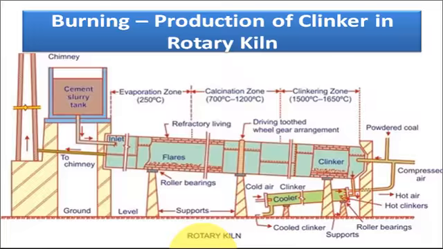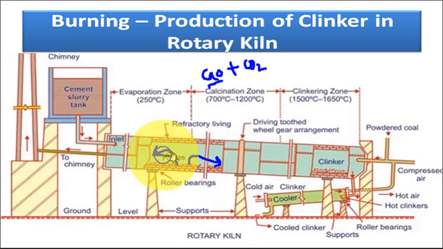So what reaction takes place here? Here calcium carbonate decomposes into calcium oxide and carbon dioxide. Calcium oxide is the solid. This solid now moves towards the next zone, while carbon dioxide is the gas. So the gas moves in the upward direction. So carbon dioxide moves from here and exits from the chimney, while calcium oxide along with the other raw materials moves towards the third zone, that is the clinkering zone.